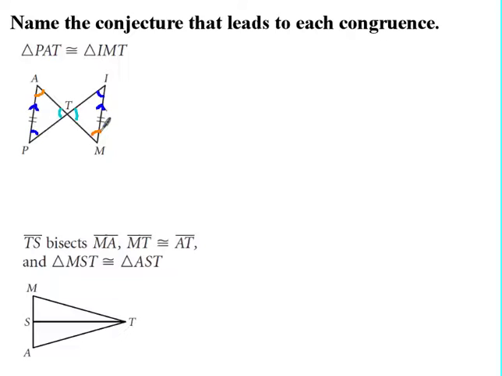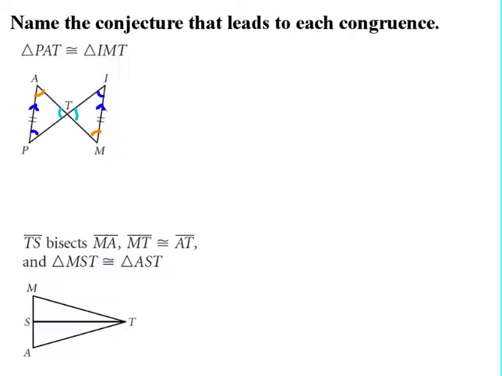So I need to come up with a congruence conjecture. Right now, we haven't covered one of those yet. All we have are side, side, side, or side, angle, side. So right now we can't determine that these are congruent. As of tomorrow, we will be able to. But this one would be cannot be determined from what they give us. Let's look at the next one.